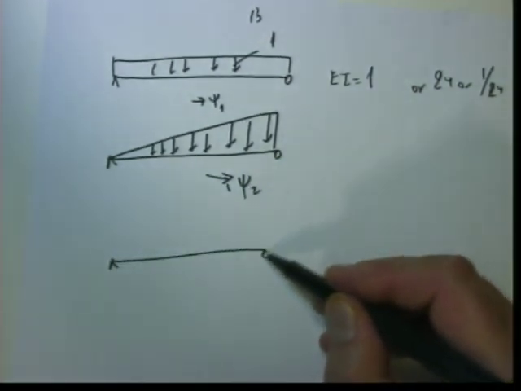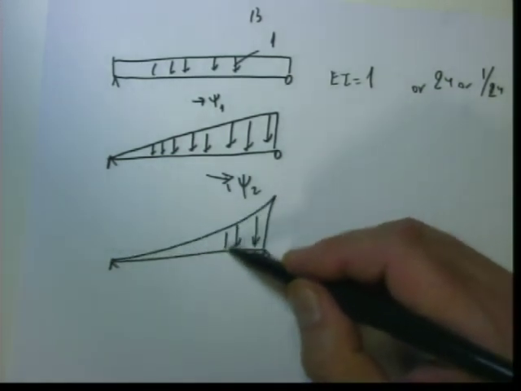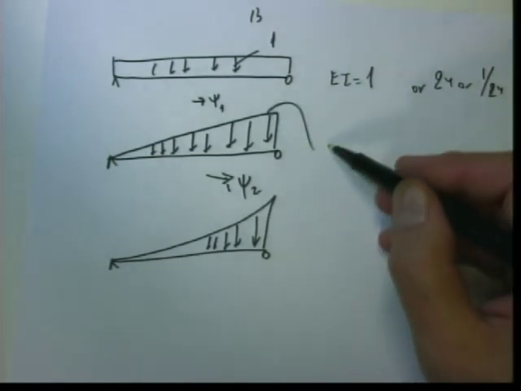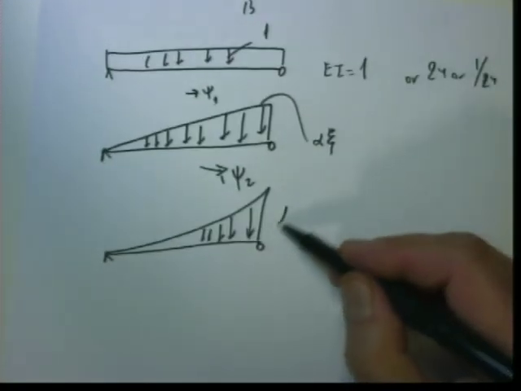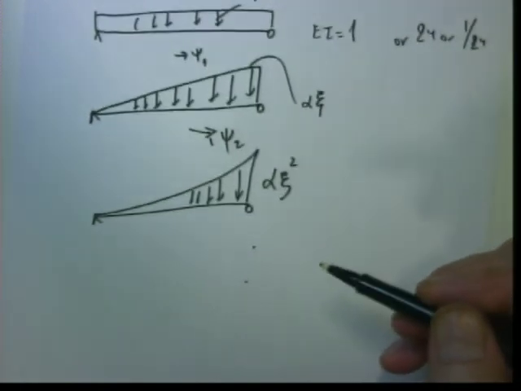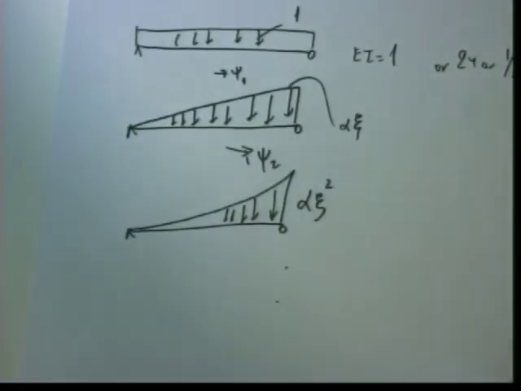If I want psi 3, then I should take a quadratic function here. So this is what? Alpha times psi. Here will be alpha times psi square, etc. This allows me to obtain various functions.